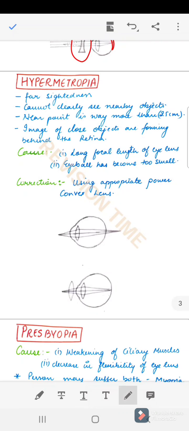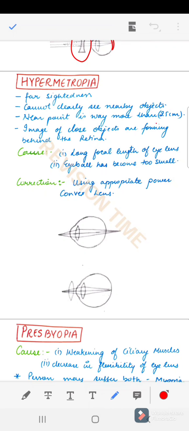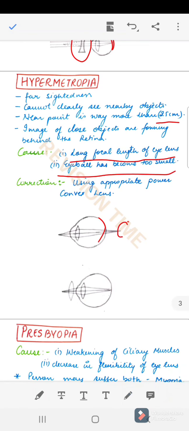Now next we have hypermetropia. It is opposite to myopia. It is farsightedness. That means we can see the farther objects clearly, but nearby objects are blurred, right? What is happening here? The near point has now shifted. It is more than 25 centimeters. And the image is forming behind the retina; this is the retina, and the image is forming here. Why? It is because of the long focal length of the eye lens and the eyeball having become too small. How can we correct it now? We can use convex lenses here. Earlier we used concave lenses for myopia. Here we can use convex lenses. So now the image is forming on the retina only.